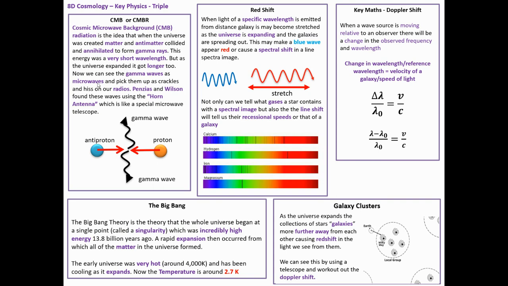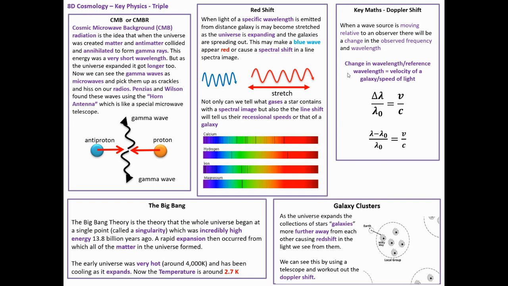So now those gamma waves appear as microwaves, and we actually pick them up as crackles, hiss, and interference on our radios. Now, two scientists called Penzias and Wilson, sometimes they talk about them, found these waves by using something called the Horn antenna. It's like a special microwave telescope, and it was all by accident, but it's pretty impressive because they got evidence that proved partly that the Big Bang happened. So the expansion of the universe was proved by cosmic microwave background radiation.